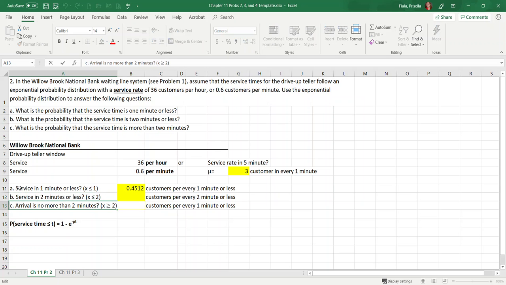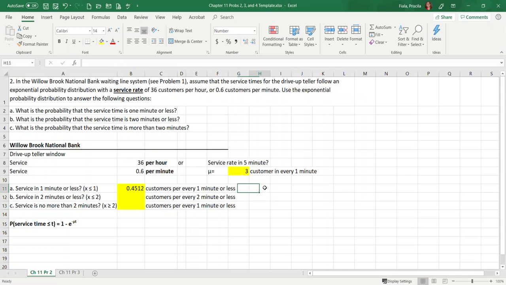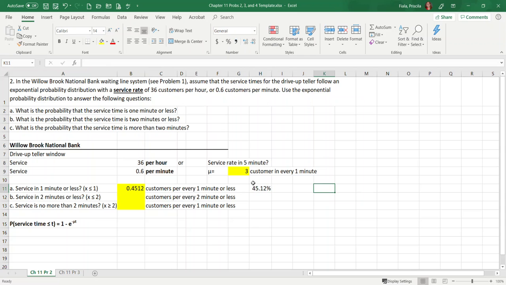Okay. And one more, and then here. Okay. So we have the answer right here. The probability of servicing 1 minute or less is 45.12, which is 45%. Let's go ahead and do equals this value, and let's put it in a percentage. And if you want to put a couple more digits, there we go. Let me just go ahead and format right here the same right here for the next one.